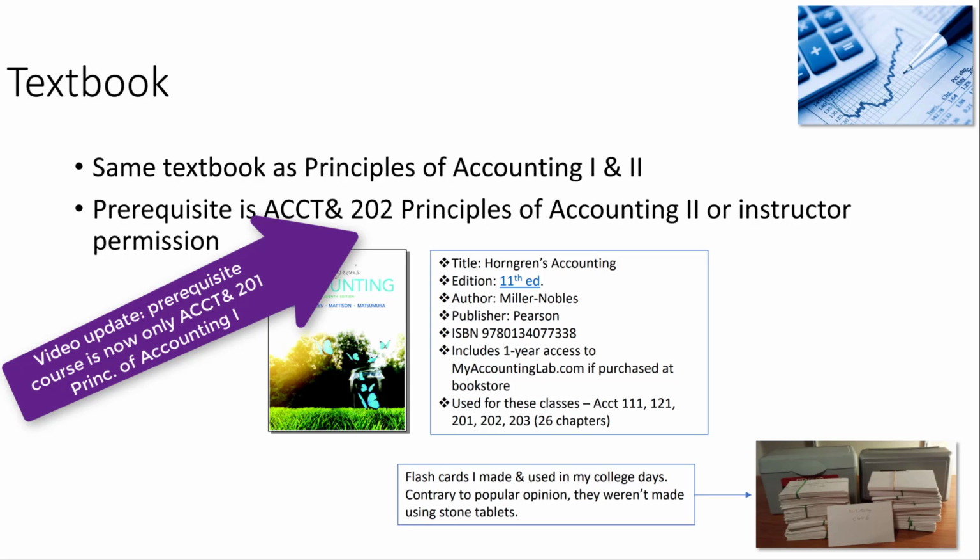We'll be using the same textbook we use for Principles of Accounting 1 and 2. This book is also used for Intro to Accounting 1 and Intro to Accounting 2. We'll also be using myaccountinglab.com for homework and tests. More on that later, but if you buy the book new from the college's bookstore, you get 12 months of access to myaccountinglab.com. Of course, if you had Principles of Accounting 1 and 2 with us here at this college, you won't need to buy another book. You'll just continue to use the same book and myaccountinglab.com access. And obviously, since this is Principles of Accounting 3, the prerequisite is Principles of Accounting 2 or instructor permission.